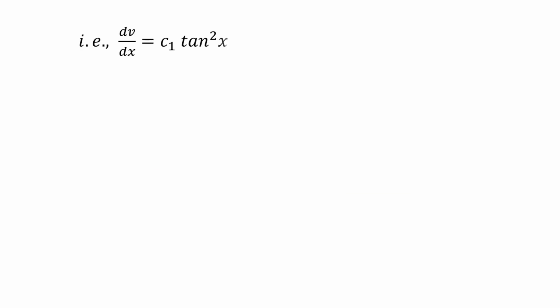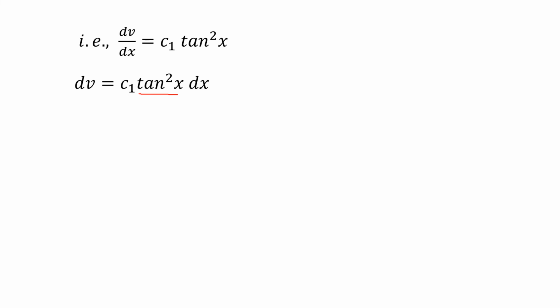Okay, now we shall replace f by dv by dx. Therefore, we get dv by dx is equal to c1 tan square x. So, in the next step, we get dv is equal to c1 tan square x into dx. Before integrating, you observe that on the right hand side we have tan square x. Tan square x can't be integrated directly.